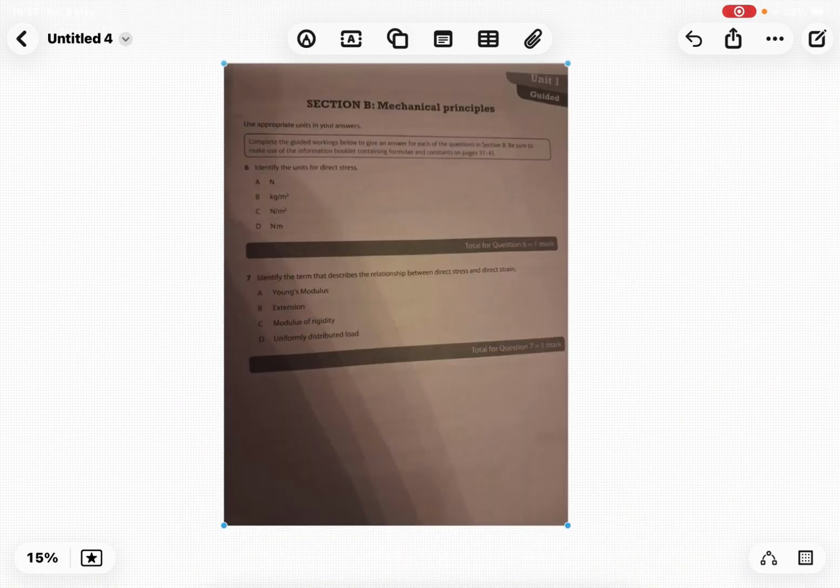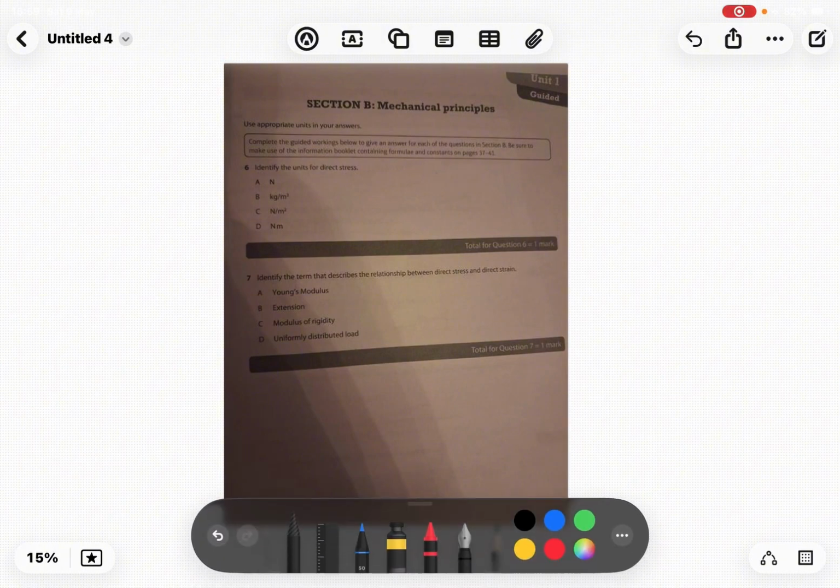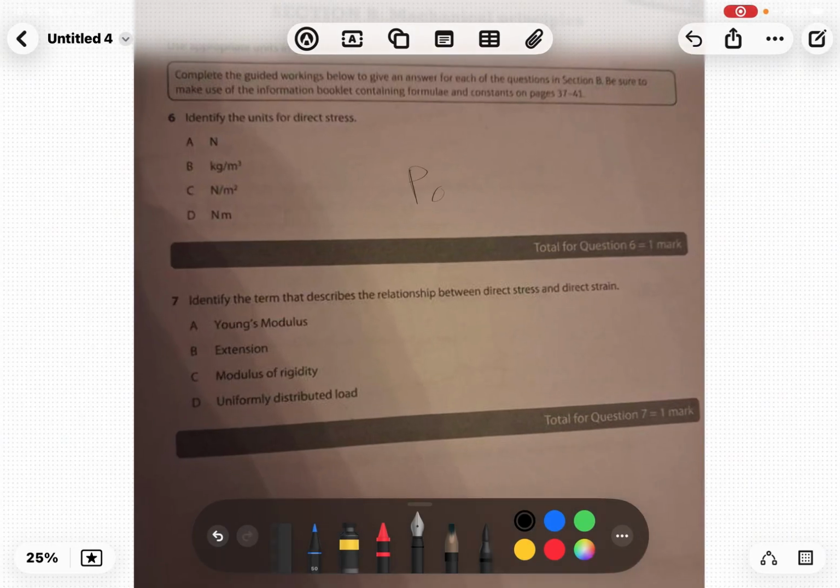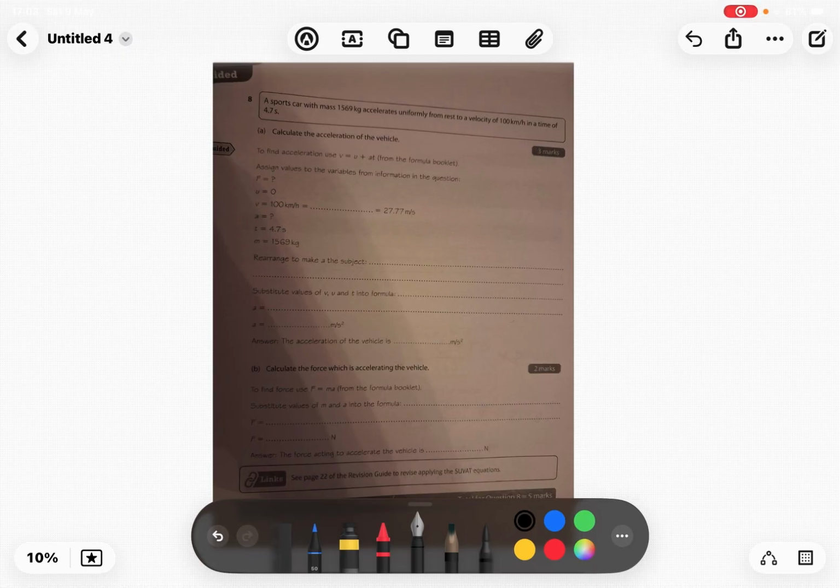Okay guys, here's the next question. This is kind of a trick question, because the actual unit for direct stress is pascals. However, pascals is the same as newtons over meters squared, and there's no trick here. It's basically Young's modulus. So here's the next question, basically read it, blah blah blah.